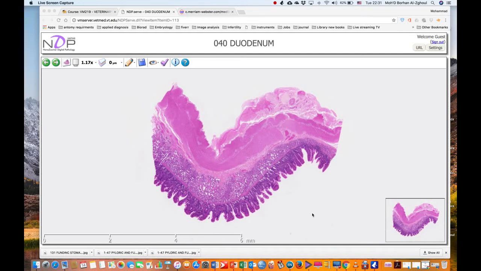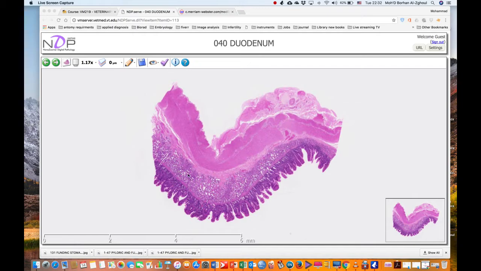called the duodenum. As part of the alimentary canal, it consists of mucosa, submucosa, muscularis externa, and outside at this area here we have the serosa. The most important diagnostic feature of the duodenum, in the area of the submucosa, is a gland we call the submucosal gland or the Brunner's gland.